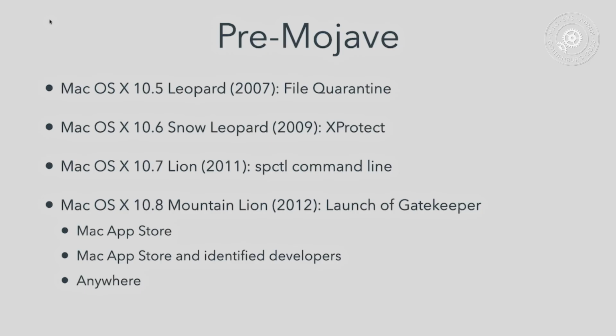Before Mojave, this is how the features came in. Back in Leopard, file quarantine was introduced. Then in Snow Leopard, XProtect came. In Lion, the spctl command was introduced, but I think there was no actual Gatekeeper. And then in Mountain Lion, Gatekeeper came.